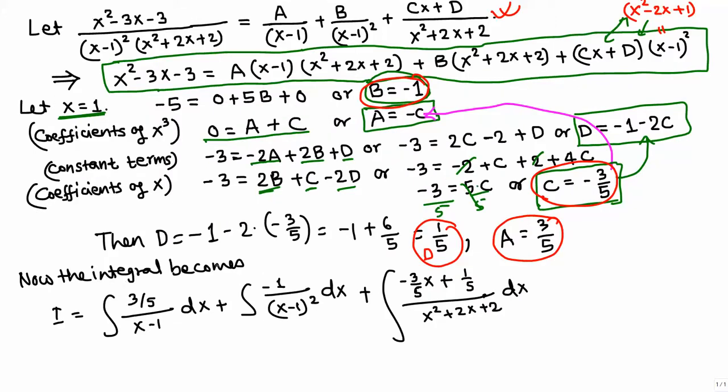Now the integral becomes, because we found the values of a, b, c, and d, integral of a over x minus 1, so a is 3/5 over x minus 1, plus b over x minus 1 squared. Okay, so second here, that's negative 1 over x minus 1 squared, plus cx plus d, negative 3/5 x plus 1/5 over x squared plus 2x plus 2 dx. Okay, now we evaluate the integral here.